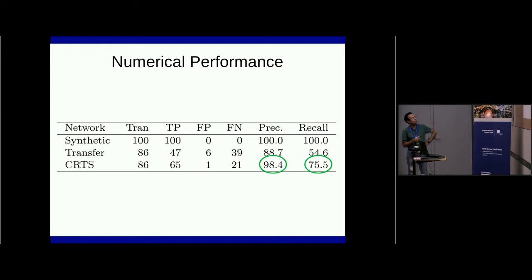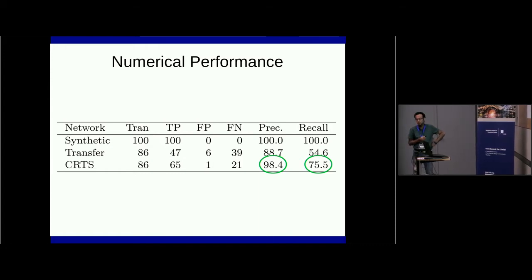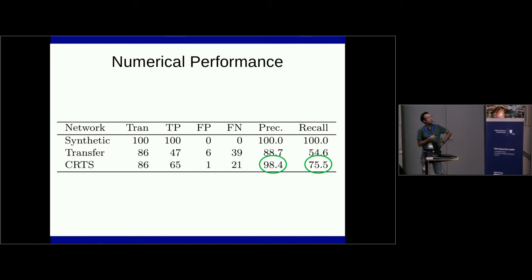So the results. The first one is synthetics on synthetics, which is 100%. I mean, it works ideally. Transfer is when we have trained only on synthetics and it has not seen the real data at all. And it still performs reasonably well, like 54% of the transients are detected with a precision of 88%. And if you just fine-tune with a few samples on CRTS, on Catalina data, you get 76% recall with 98% accuracy.